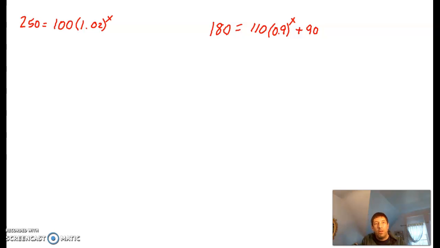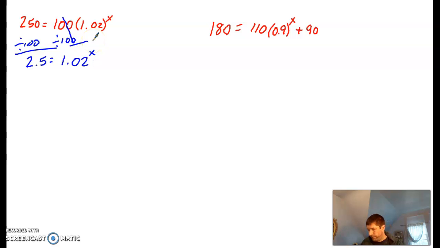Now our first step here is, first of all, we're trying to get x by itself, trying to solve for x. So we have this 1.02 here, but before that we've got the 100. And so we have to get rid of that 100. So the first thing that we're going to do is divide both sides by 100 to get rid of that. So 250 divided by 100 is 2.5. 100s cancel there, and we have 1.02 to the x.